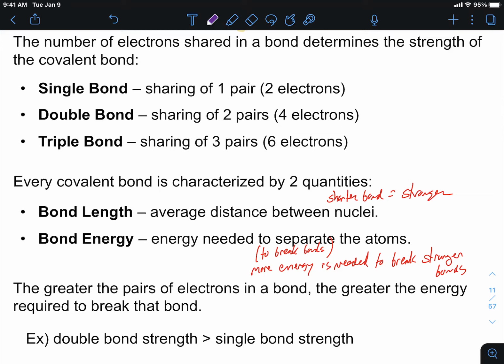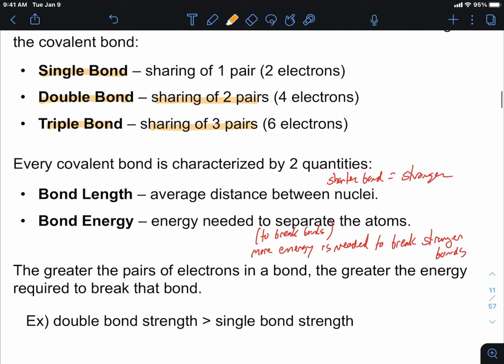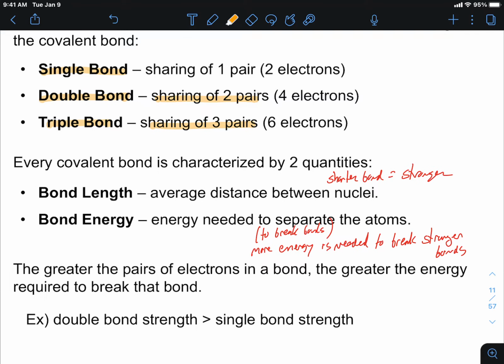So a single bond, you share 1 pair of electrons. A double bond, you share 2 pairs of electrons. A triple bond, you share 3 pairs. So that makes sense because you've now drawn a couple of examples, right? And the bond length is the distance between the nuclei of the atoms.